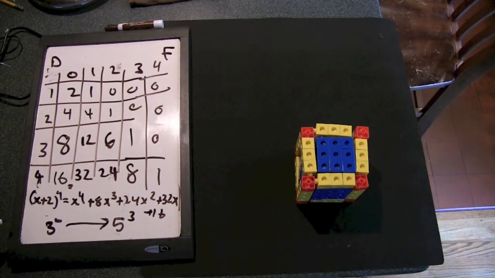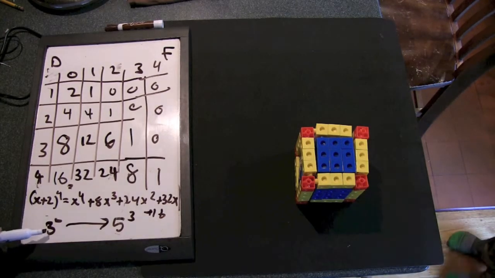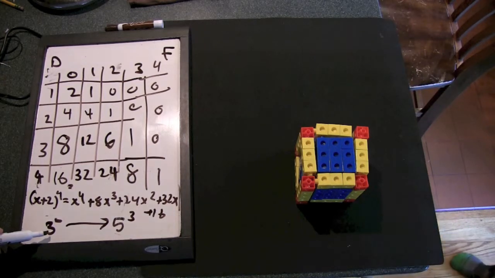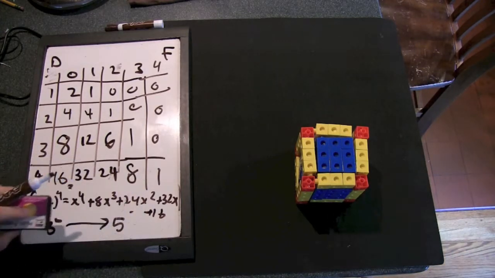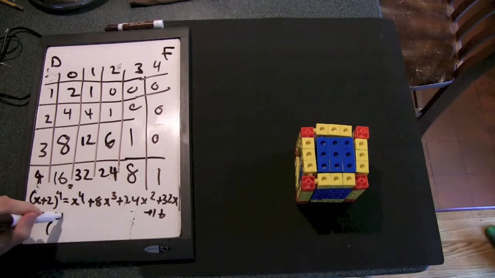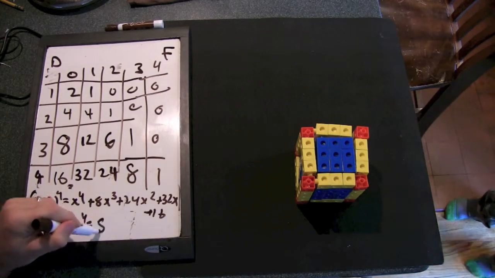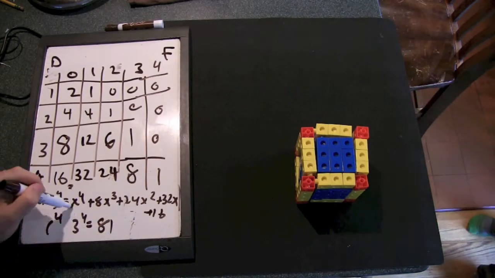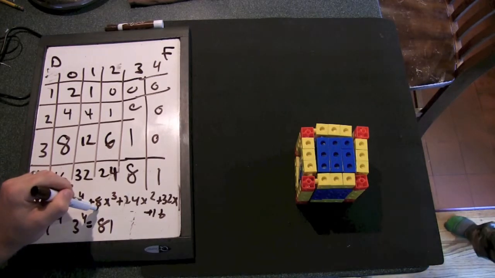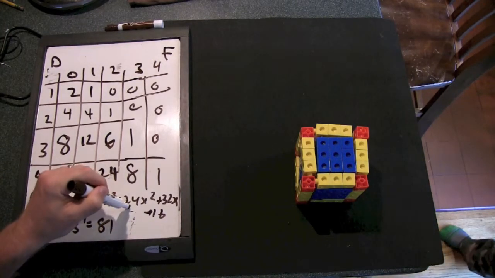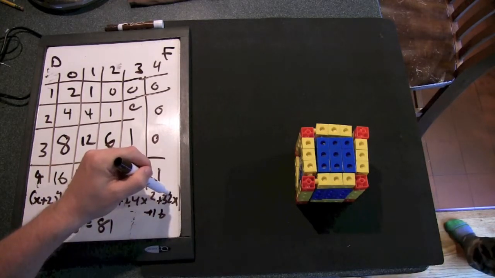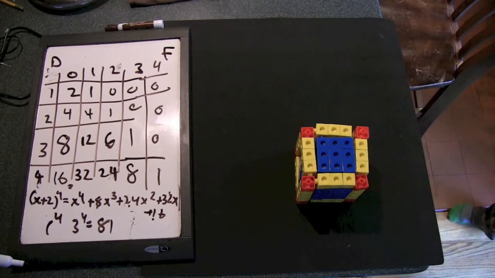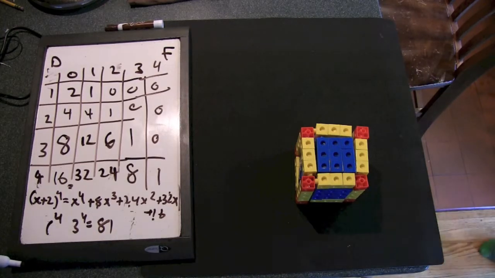But let's see if we can do it really quickly for 3 to the 4th, which is going to be 81. Oh, actually, forget it. Let's do it for 1 to the 4th and 3 to the 4th. 1 to the 4th is 1. 3 to the 4th is 81. So we got 1 plus 8 is 9. 9 plus 24 is 33. 33 plus 32 is 65. 65 plus 16 is 81. Hey, look at that. Awesome.